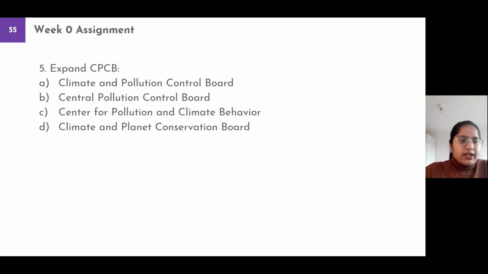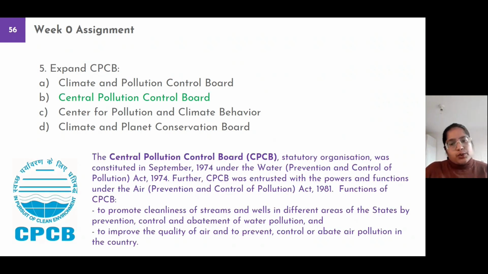Moving on to question 5. What is the full form of CPCB? A. Climate and Pollution Control Board. B. Central Pollution Control Board. C. Center for Pollution and Climate Behavior. And D. Climate and Planet Conservation Board. So the correct expansion of CPCB is B, which is Central Pollution Control Board.